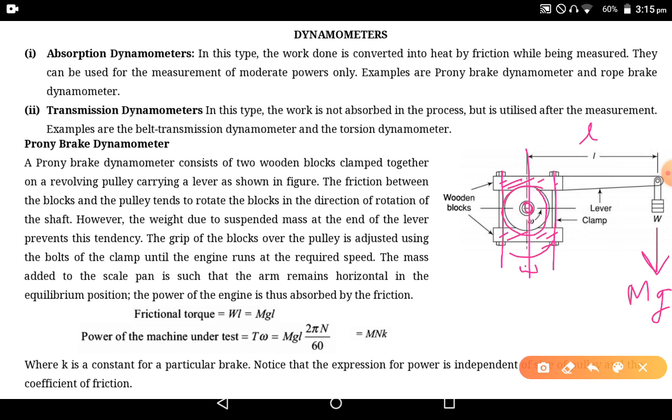So how much torque will be applied because of this? That torque will be mg times L, right? This mg times L will be the same as the torque which the friction has applied, right?